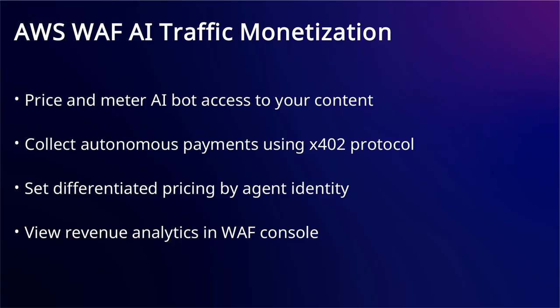You can collect autonomous payments as agents present proof of payment, which AWS WAF verifies at the edge before issuing scoped access tokens within a single request cycle. Payment settlement uses Coinbase's X402 facilitator, with Stripe integration coming soon. You can set differentiated pricing by agent identity and intent, charging different rates for verified search crawlers versus training crawlers.